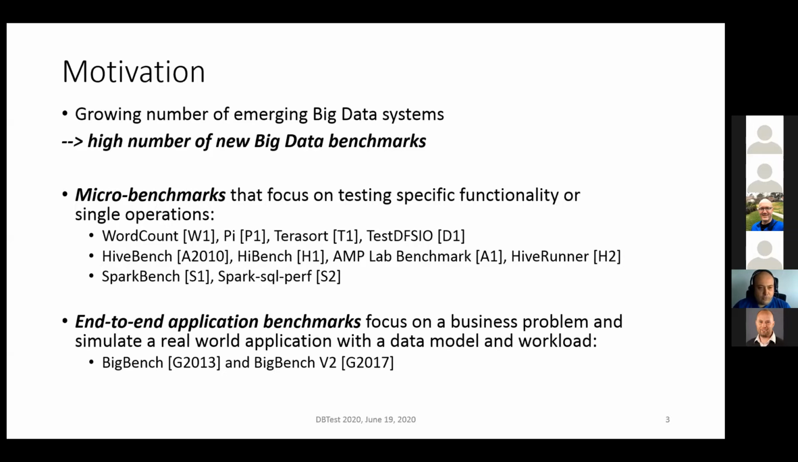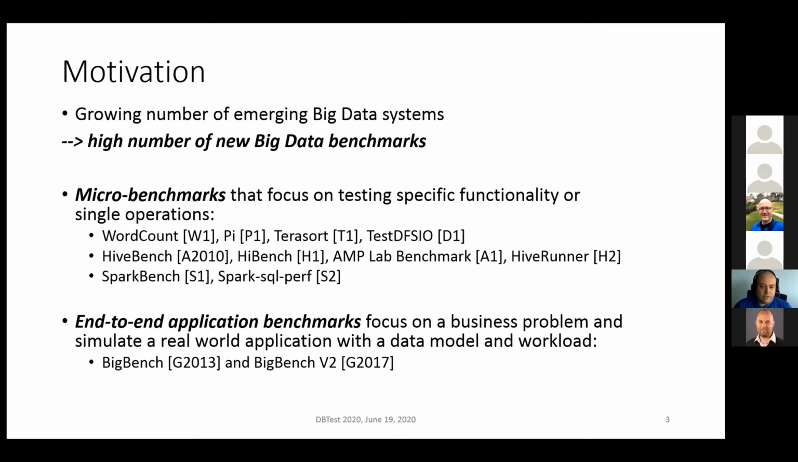Typically we have two classes of benchmarks. Micro benchmarks focus on testing specific functionality or single operations, and they are developed to focus on a particular engine. Probably all of you know WordCount, Pi and TeraSort, which were developed initially to stress test Hadoop and MapReduce. Then we had multiple Hive benchmarks, which were developed specifically for Hive, and then Spark benchmarks like SparkBench. So basically for all these different engines, we have particular micro benchmarks.